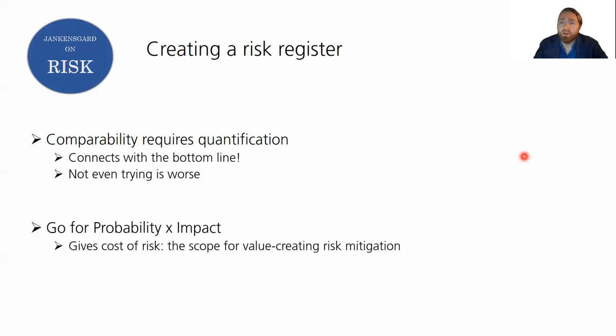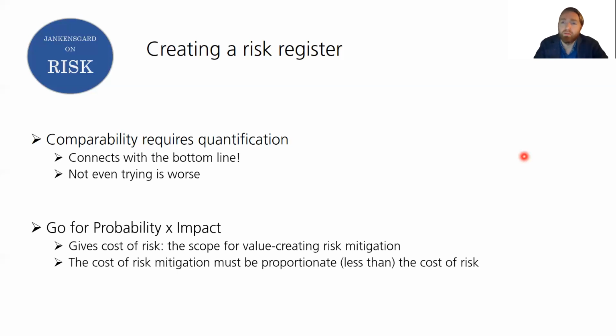Because risk mitigation is not necessarily free. I mean, it comes at an effort and at a cost, and that cost must be proportionate. Hopefully less than the cost of risk, because then we can argue that we've created some value here. But you can definitely over-manage risk whenever the cost of risk mitigation is out of proportion to the cost of risk. And we avoid that better if we go to the trouble of coming up with these probability and impact numbers.